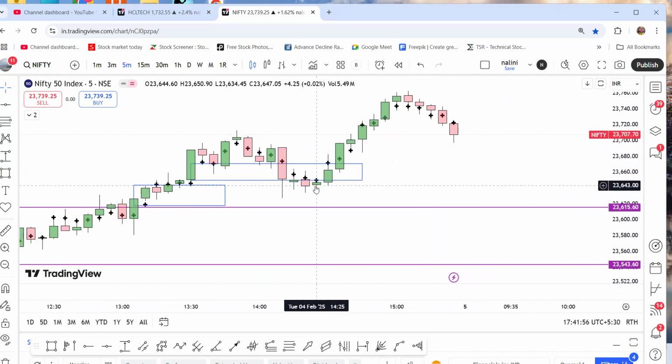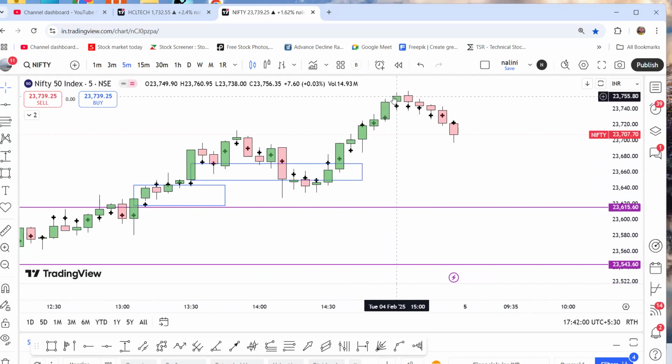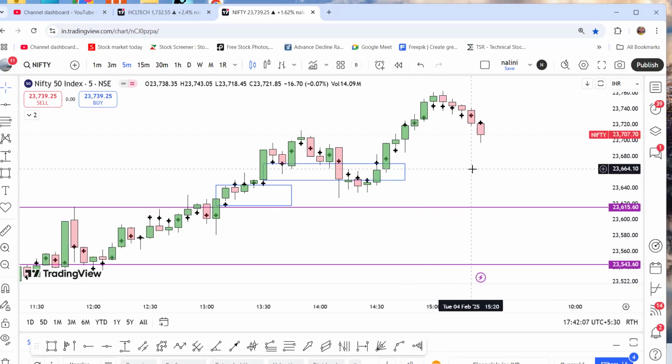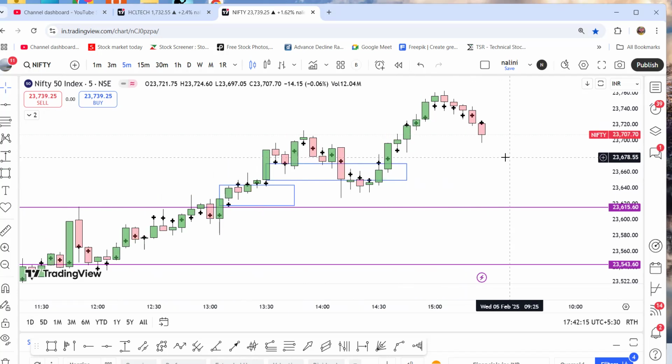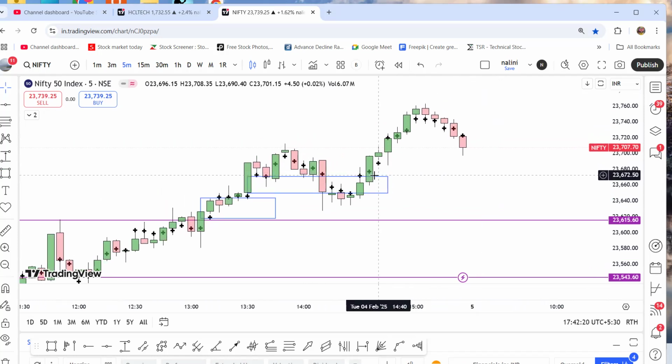Again, market showed a reversal around 225. Market rallied up to 23,755. Now it is correcting. It finally corrected to 23,704, but the closing is around 23,739. These are the secrets.